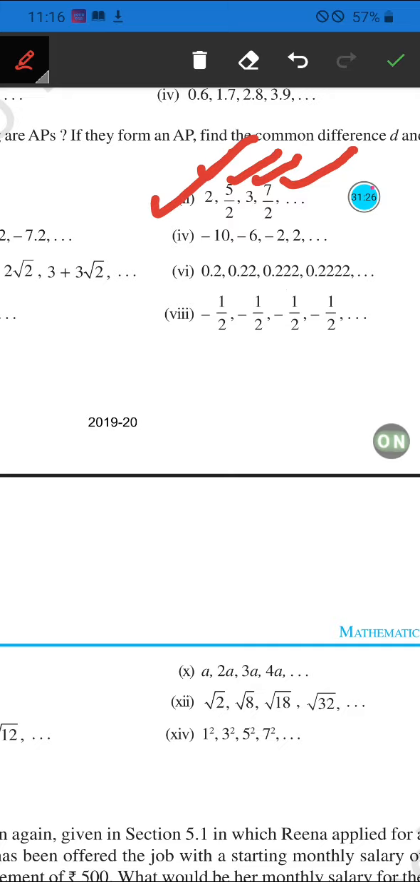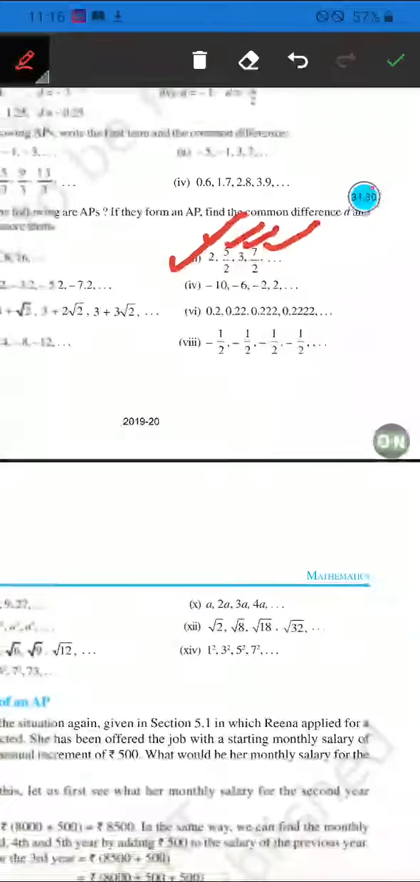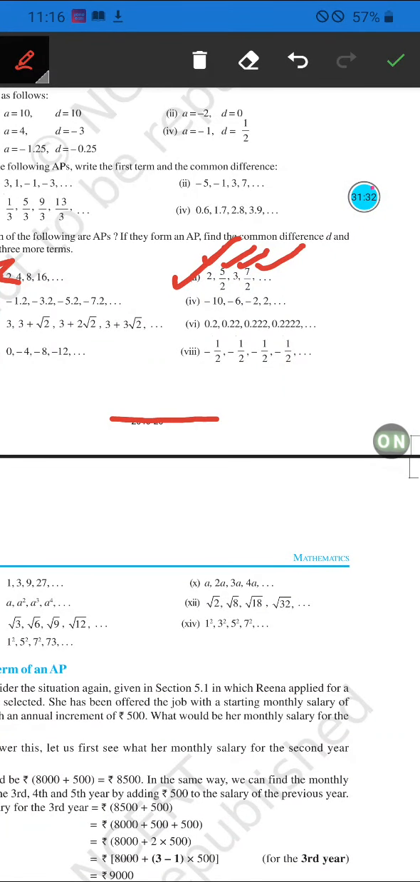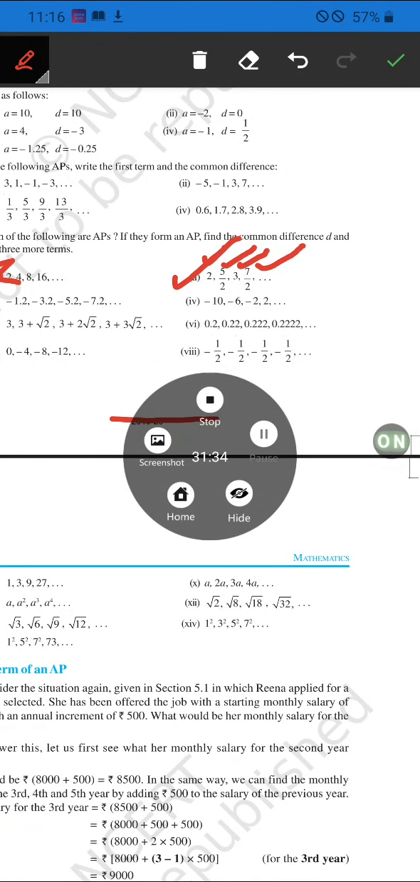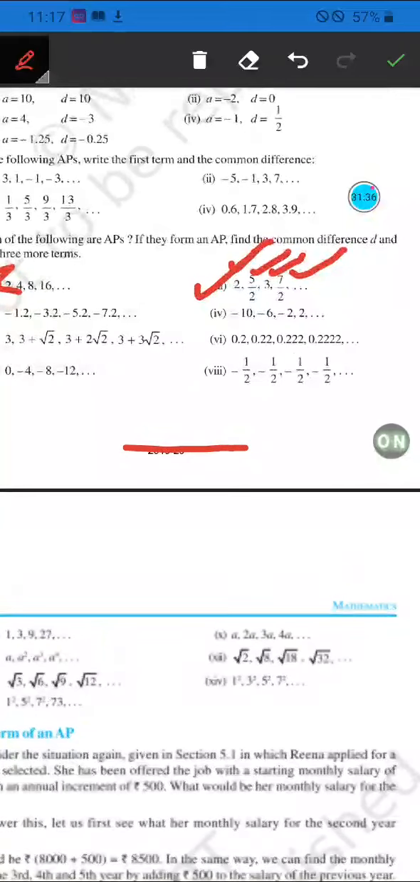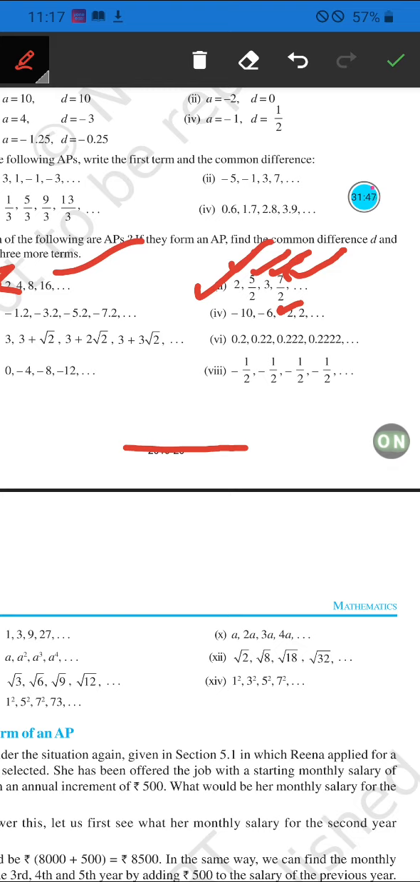So what is next? They ask us to write 3 more terms. I observed here: 2, 2.5, 3, 3.5. The fourth term is 3.5. What is the fifth term? It is 4. What is the next term? 4.5. So the next is 5. Okay.